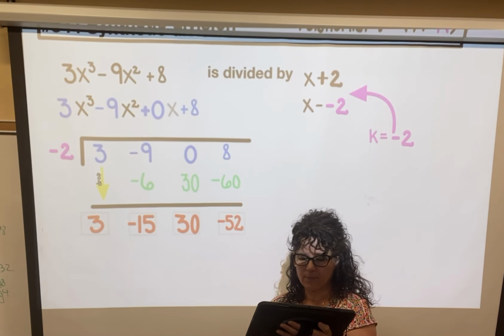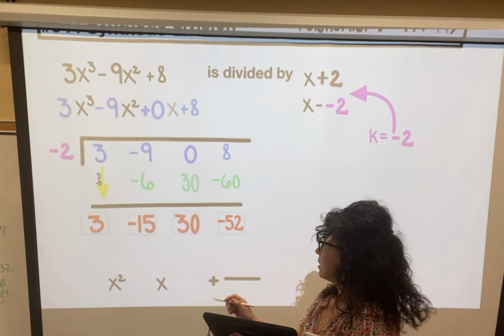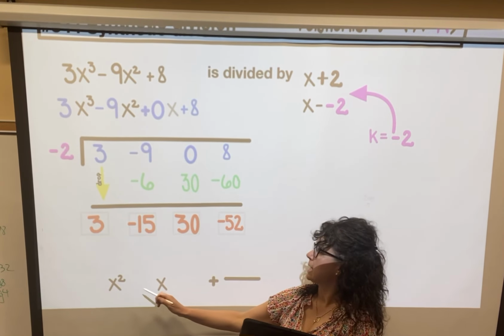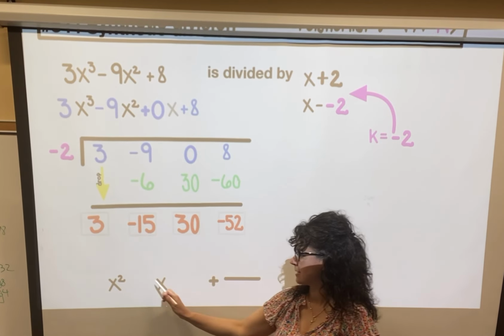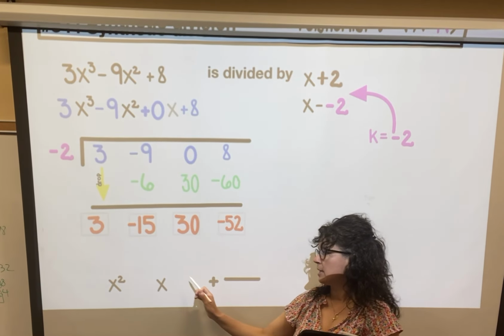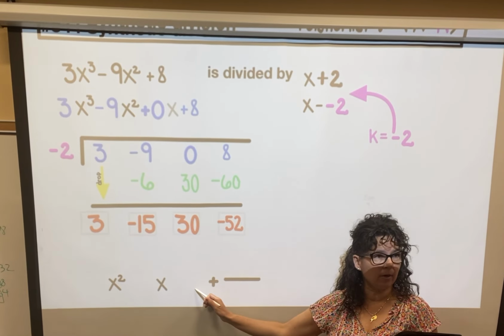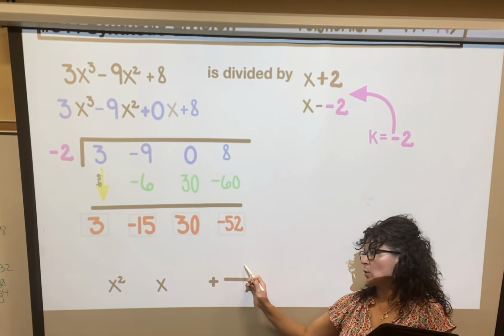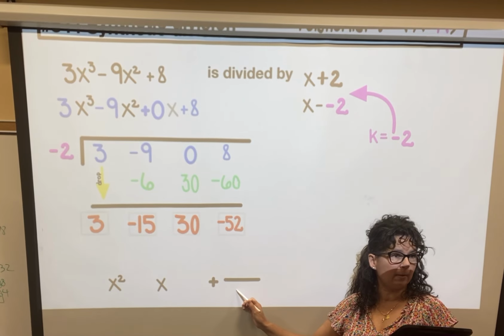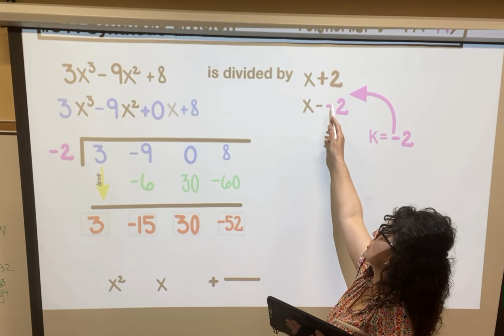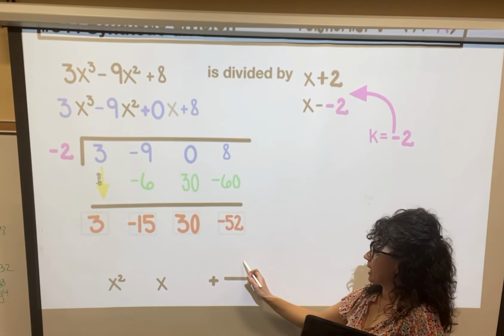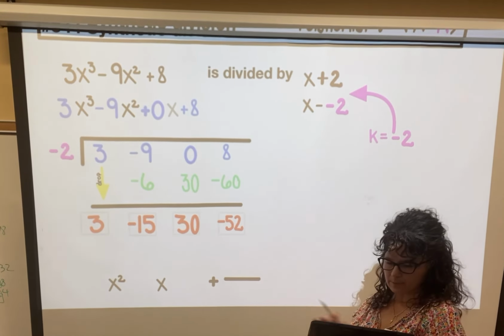So now, since it's going to be 1 degree less, I've written for x to the third, x to the second, x to the first, left some space for a number, plus the remainder over what you were dividing by. So we were dividing by x plus 2, so we're going to have a remainder over x plus 2.